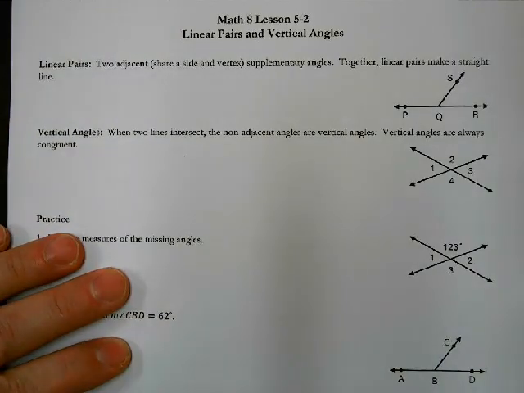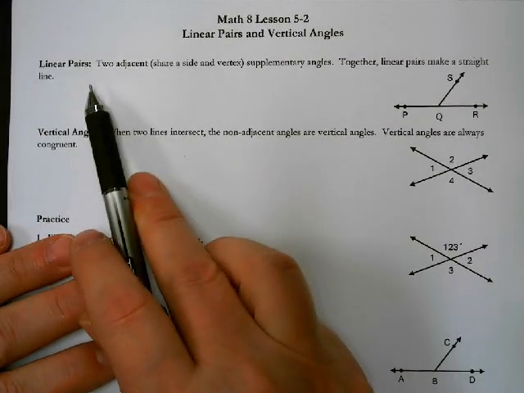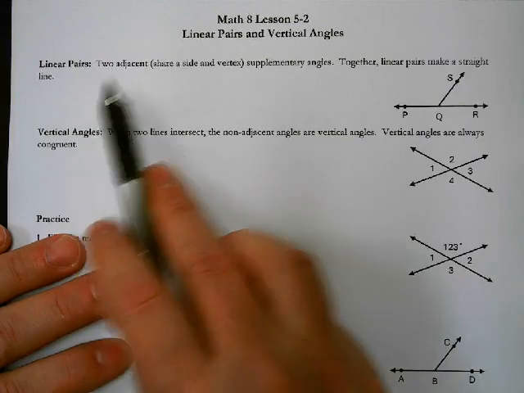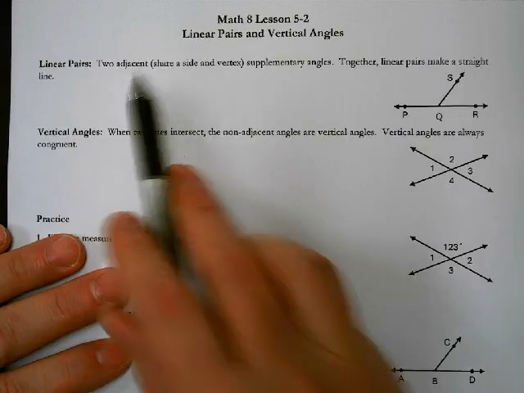So we already talked about supplementary angles. Supplementary angles were angles whose sum adds up to 180 degrees. So linear pairs are a special type of supplementary angles. It's when the supplementary angles are adjacent to each other.